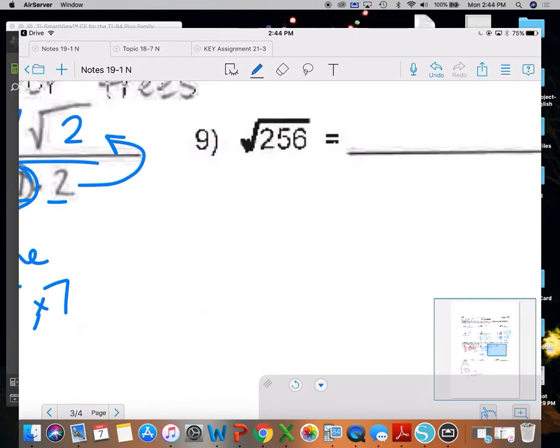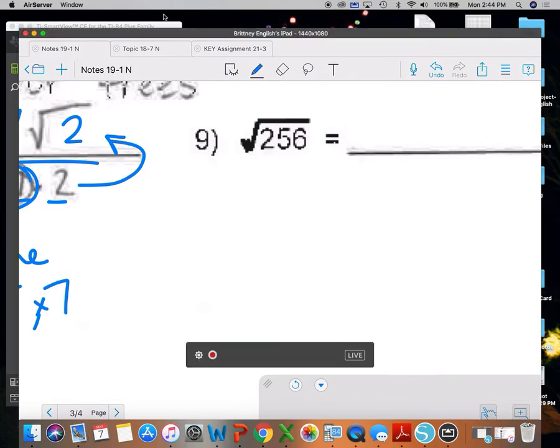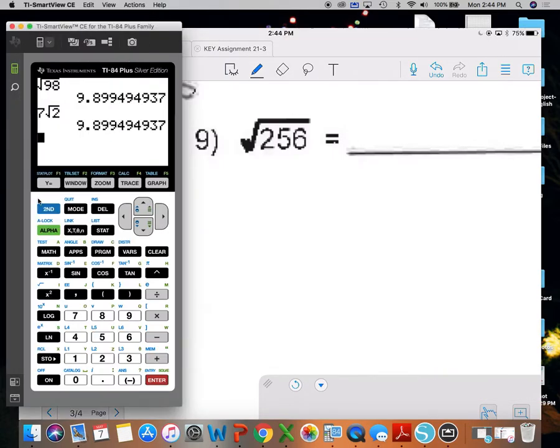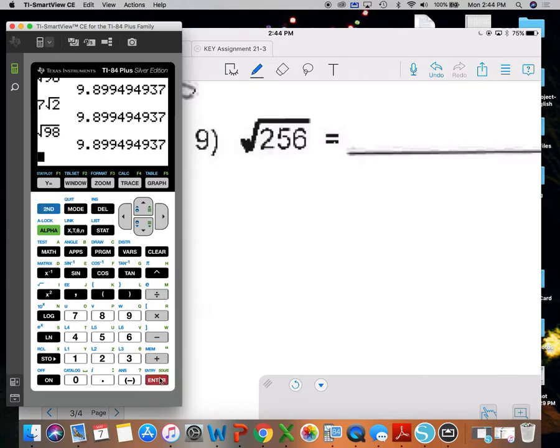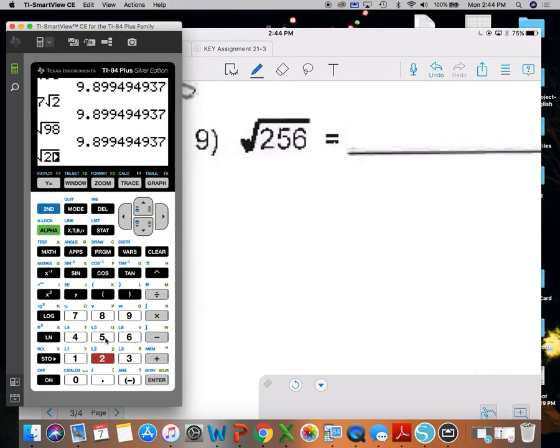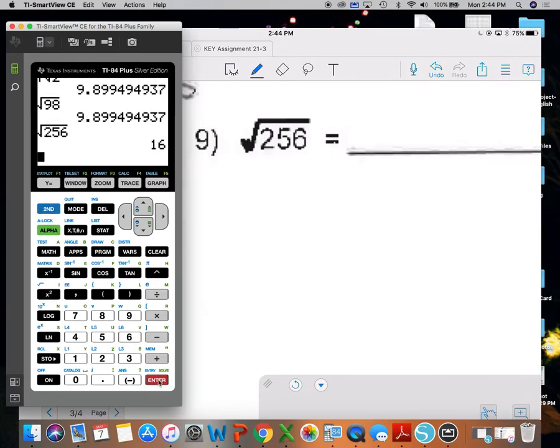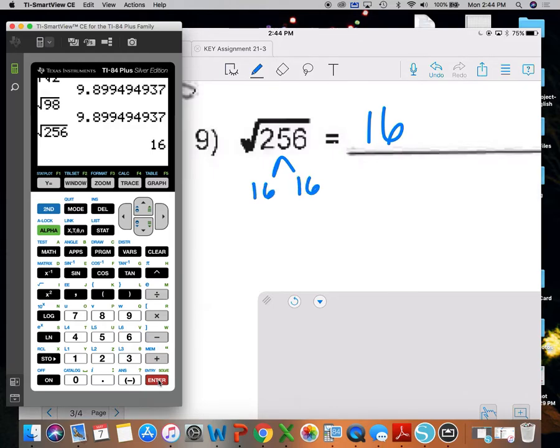Now, my advice to you is to always start by plugging them into the calculator because some of them will work nicely. Like, I did not set a good example, but the square root of 98, if you get a decimal, then you need to break it down. So the square root of 256, oh look, I got 16, so I don't have to break it down. Now, if you do break it down, you would do something like 16 and 16 and say, hey, wait, that's a pair. It works nicely. There's nothing left inside the house, which means it's a perfect square root.